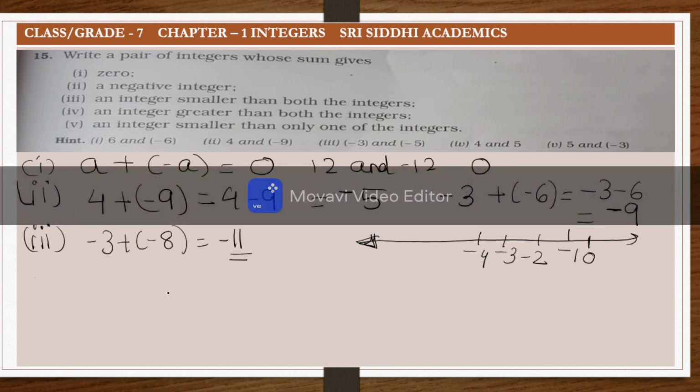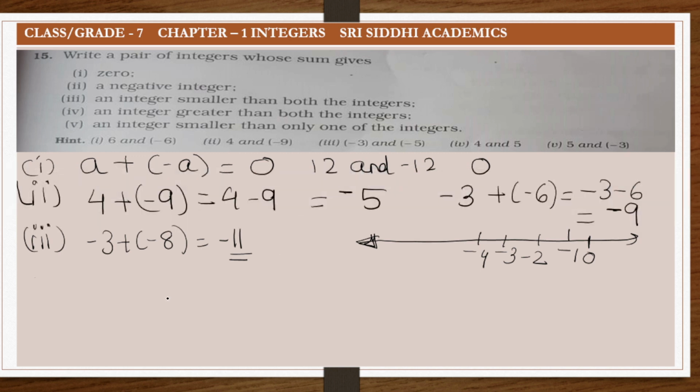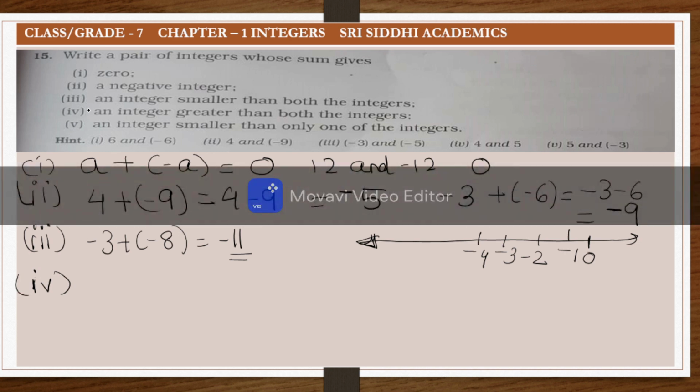You can take like this, or also you can take any different two negative integers and add them up to show that the sum is smaller than both the integers. That's your wish. Only thing here is it should satisfy the condition given in the question. Write a pair of integers whose sum gives an integer greater than both the integers. Now that will only happen if you take two positive integers.